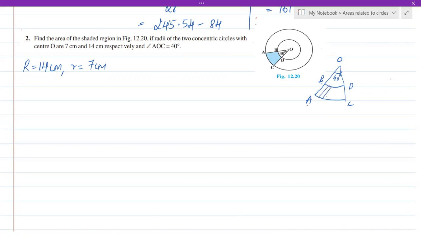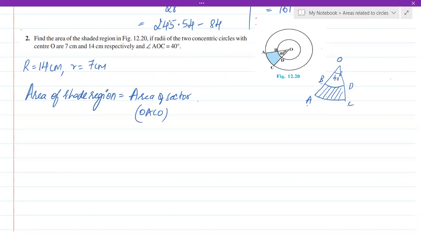Now, what is required? We require only this area. So let's find the bigger area. In that bigger area, that is in the bigger sector, we'll subtract the smaller sector. If you subtract the smaller sector, easily we'll get it. Okay. So area of the shaded region is equal to area of the bigger sector, that is area of sector, what is the name of the sector? OACO, minus area of sector OBDO. Area of sector is given by the formula theta by 360 degree into pi.